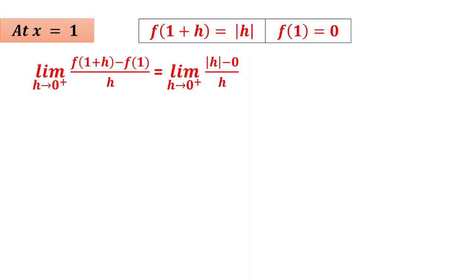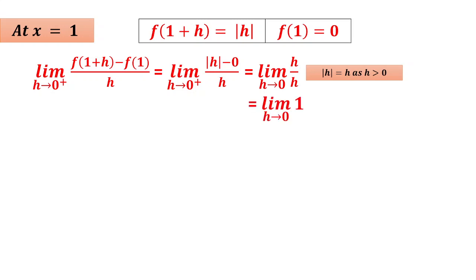Now here we are getting mod h minus 0 upon h. Now here this is a right hand side limit. h is greater than 0. Therefore mod h is the same as h. Therefore the answer is 1, by cancelling h and h.